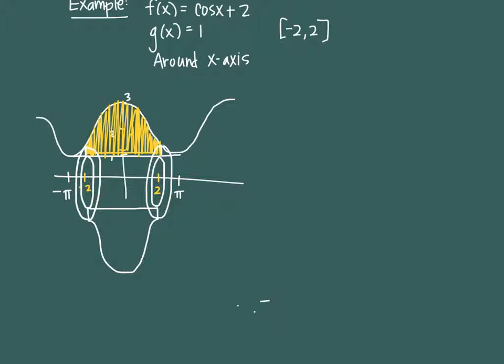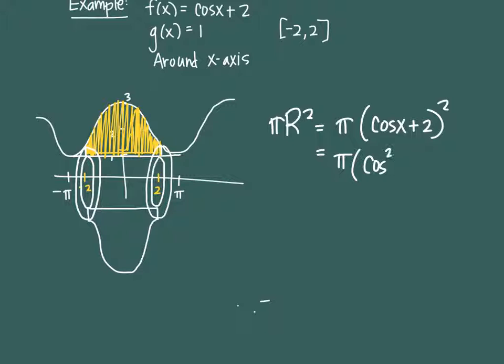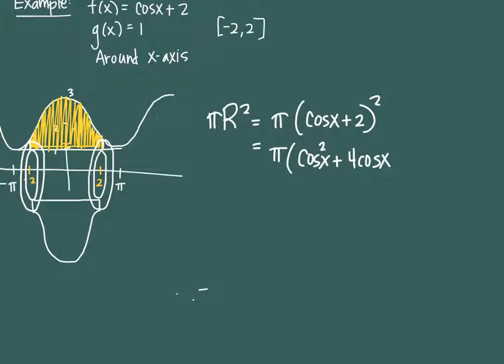All right, so having the understanding of that, let's at least set up our function. So we'll have the outer, which would be pi capital R squared. The outer was formed by the cosine function, so that was cosine of x plus 2, quantity squared, which is going to be cosine squared plus 4 cos x plus 4. We'll have the interior, which was just the number 1, so that'll be just plain old pi. So my volume would be set up as the integral of that on the bounds.